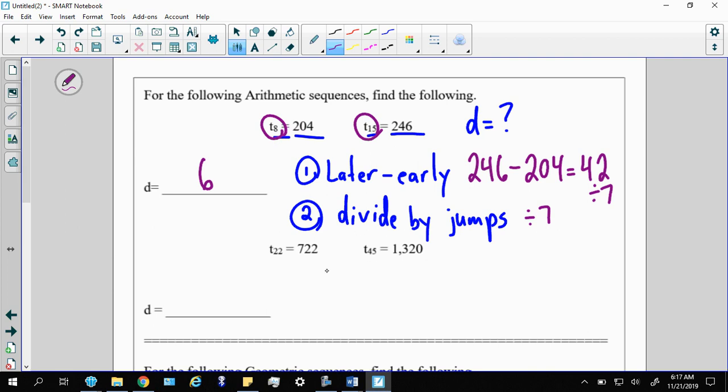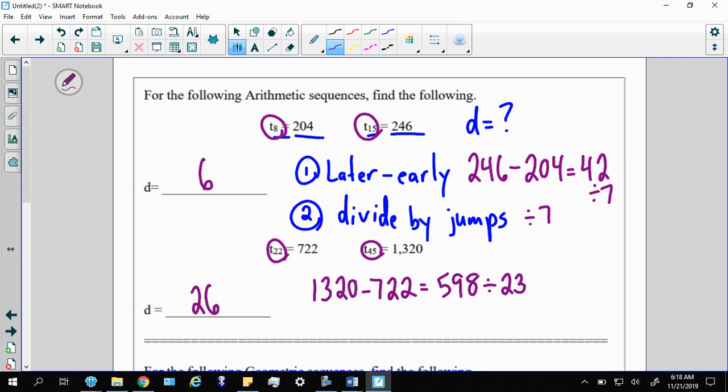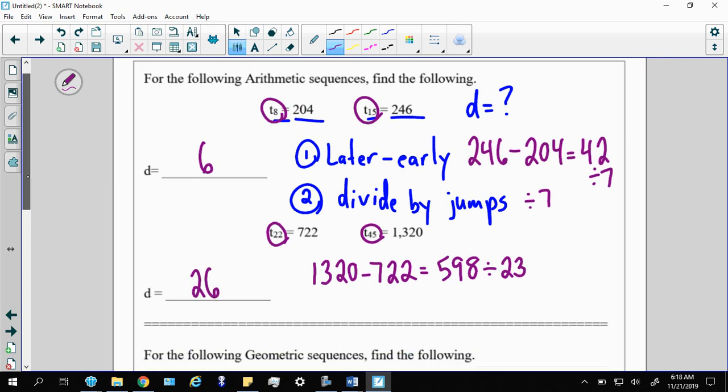Take the later term, which is 1320, and subtract the earlier term, which is 722. You get a difference of 598. Now, notice you're at your 22nd term, and now you're at your 45th term. That is 23 jumps, so I'm going to divide by 23. When I do the math, my common difference ends up being 26.